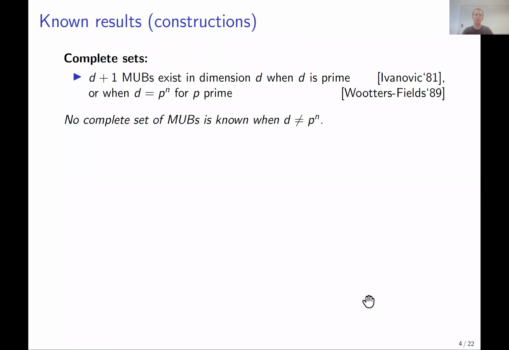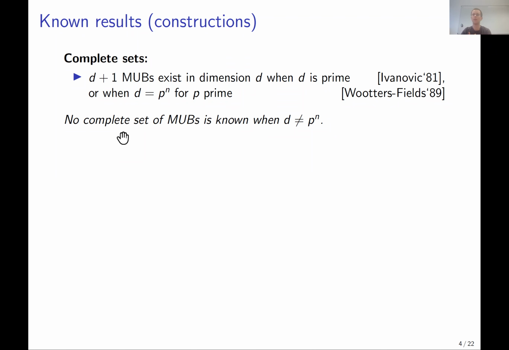Okay, so now let me mention some constructions of MUPs, or at least when they exist. So complete sets are known to exist whenever the dimension is a prime number. So this was shown by Ivanovic, or when the dimension is a power of a prime number. So d is p to the n for some prime number. And in fact, these are the only cases where we know of complete sets of MUPs. Okay. And if you see this for prime numbers and powers of prime numbers, it's very natural to expect that somehow finite fields play a nice role in these constructions, and I think this is very often the case for these constructions.